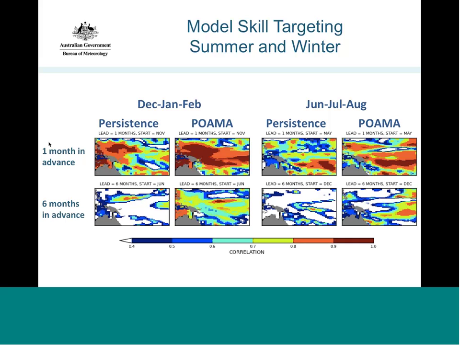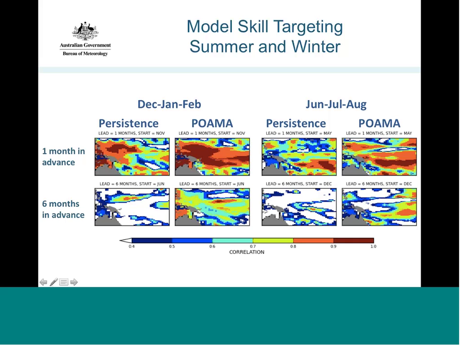But if we look at POAMA forecast, we can see an immediate jump up in skill over the whole domain. If we look to 6 months in advance, so this is the instance where we're using a forecast that is initialized in June to predict December, January, February, persistence forecast skill drops right off for both summer and winter, whereas POAMA still maintains some relatively useful skill in the region.